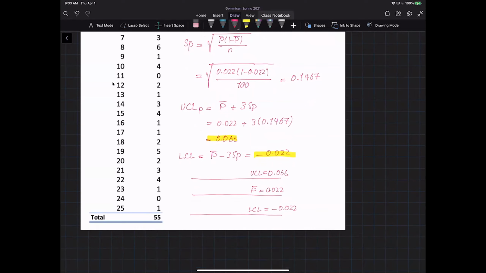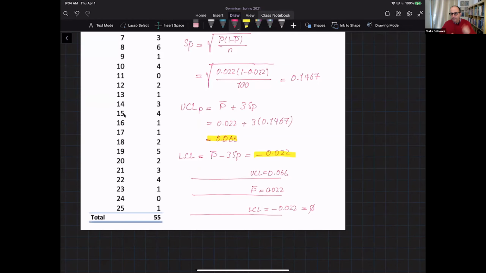There's a negative LCL. So what should I do? Assume it's zero. That's the correct answer. So whenever we have a negative value, we assume zero. Why is that? Because it wouldn't be efficient to go below zero. Any other thoughts? What are these values? What are UCLP, LCLP, p bar? What does p stand for? Proportions of errors or defects. Proportion, okay. So you can't have a negative proportion. That's the answer. Very good.